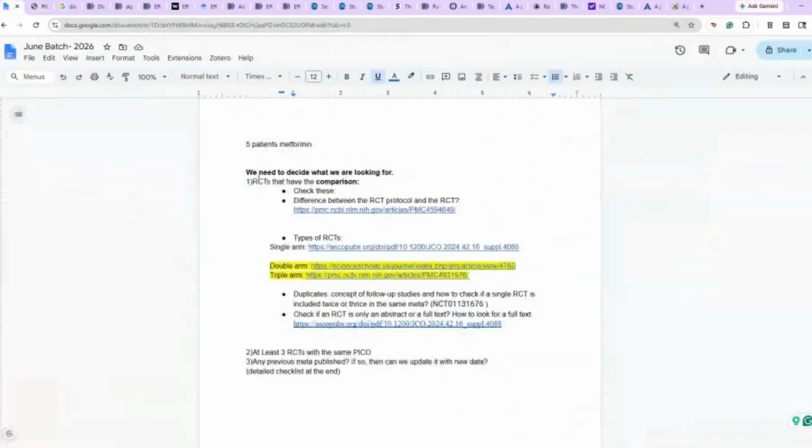So when I say that we are looking for an RCT with comparison, we need to look at all these things as well. Am I accidentally including just a protocol? Am I including a single arm study instead of double and triple arm? Am I including duplicates of only one RCT, where I think I have 10 studies to pool, but in reality, this is only one study with multiple duplicate publications? And lastly, I want to see if the study that I'm including actually has a full text or not.